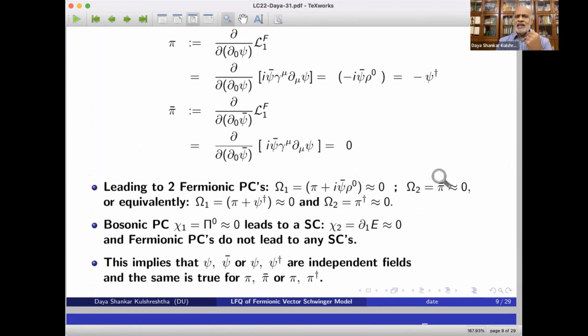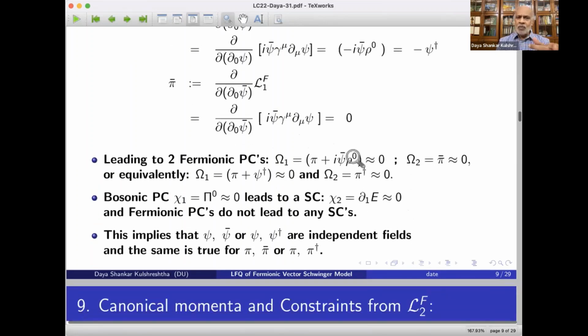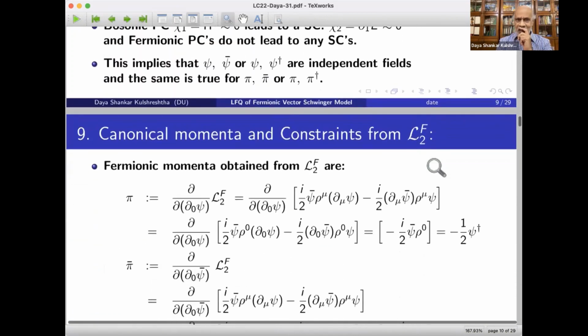From the bosonic part, I find that yes, there is indeed Gauss's law of divergence that follows from here, but for omega 1, omega 2, for the fermionic constraints, there is no such thing. And here I would just point out that we must notice that this rho 0 is sitting here. In one of them it's not there, in the other, it doesn't matter.